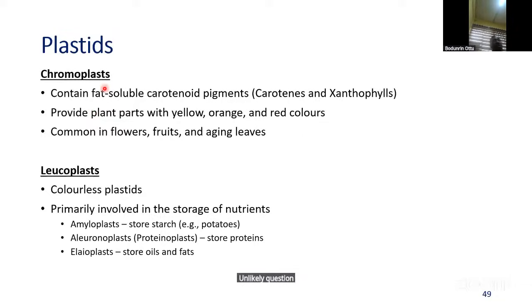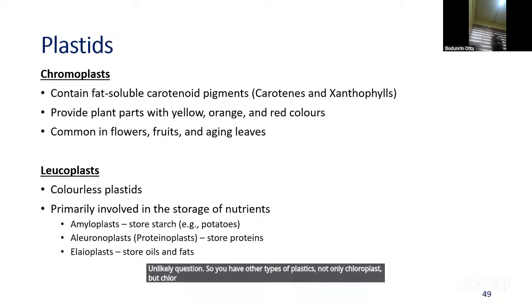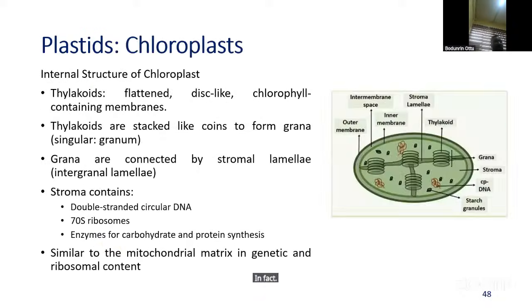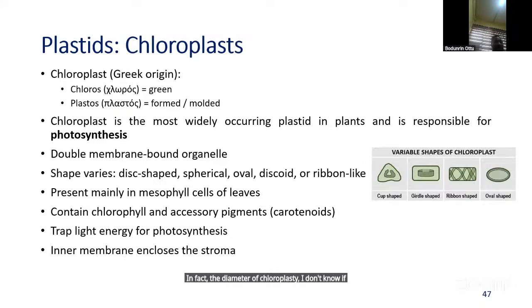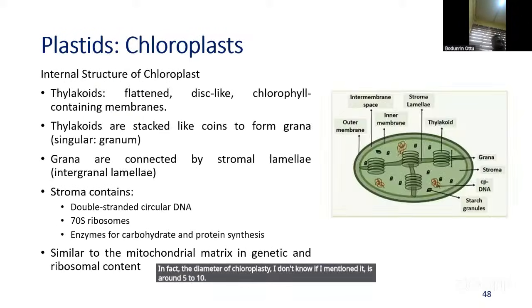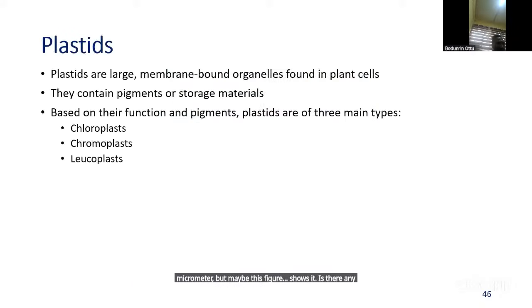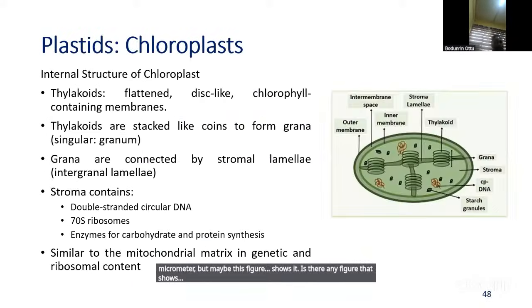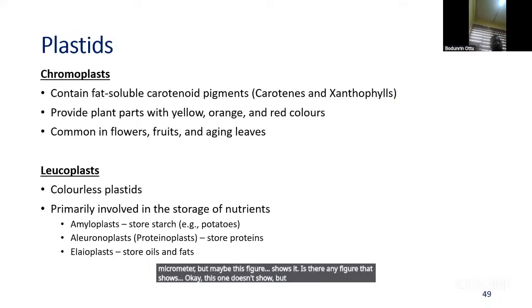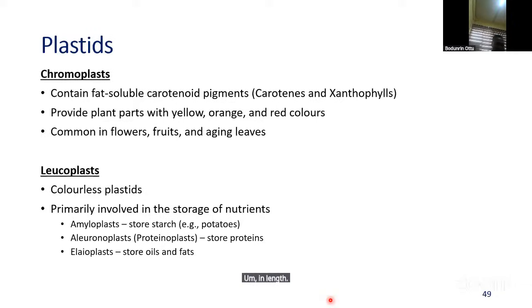So you have other types of plastids, not only chloroplast, but chloroplast is the major one. In fact, the diameter of chloroplast, I don't know if I mentioned it, is around 5 to 10 micrometers. This figure doesn't show it, but it's usually around 5 to 10 micrometers in length.